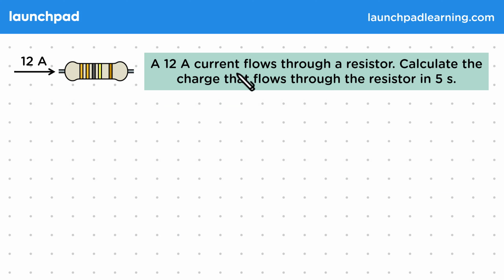A 12 amp current flows through a resistor. Calculate the charge that flows through the resistor in 5 seconds.